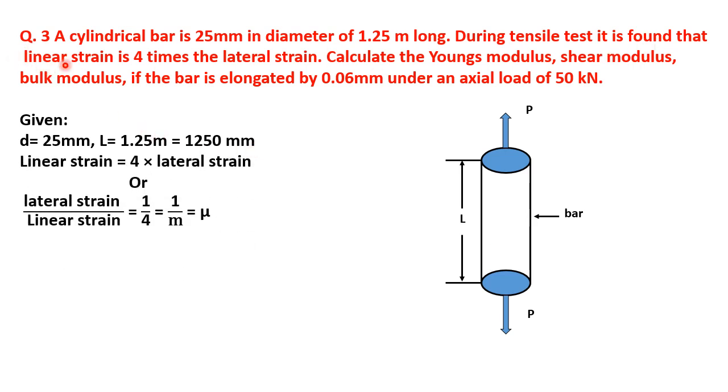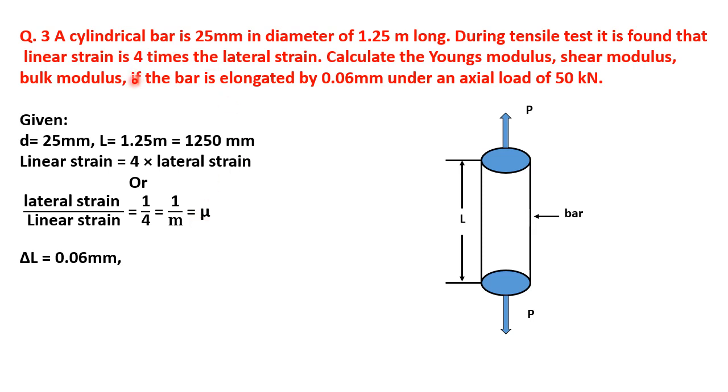Here it says that the linear strain is 4 times the lateral strain. So we can write: linear strain is equal to 4 into lateral strain. What we know is Poisson's ratio, and the formula of Poisson's ratio is lateral strain upon linear strain. So we shift the linear strain to that side and the 4 to this side, and the equation becomes lateral strain upon linear strain is equal to 1 by 4. And lateral strain upon linear strain is nothing but the Poisson's ratio. Poisson's ratio can also be written as 1 by m. So the value of Poisson's ratio is 1 by 4.